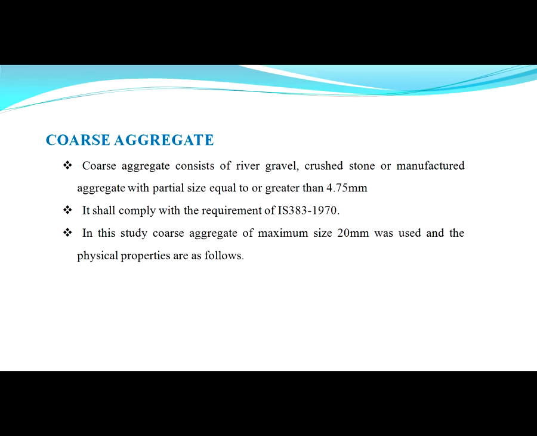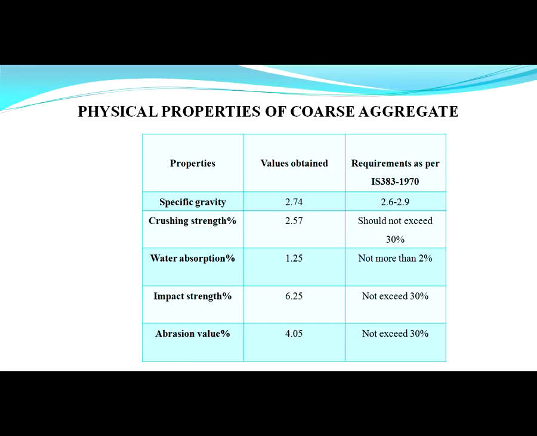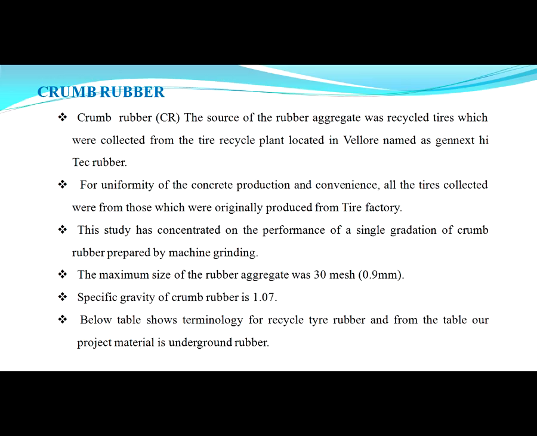Coarse aggregate: particles sized equal to or greater than 4.75 mm. We are using that as coarse aggregate. The physical properties of coarse aggregate are accumulated in this table. Rubber crumbs and their properties will be defined in this tabulation.